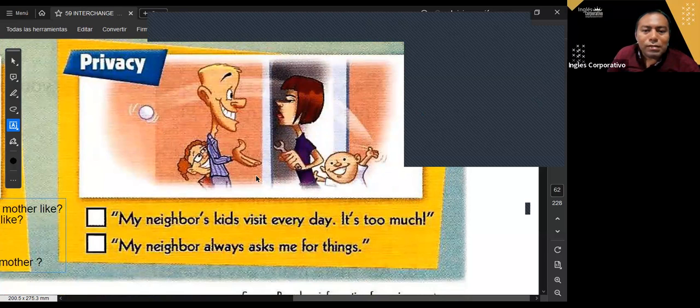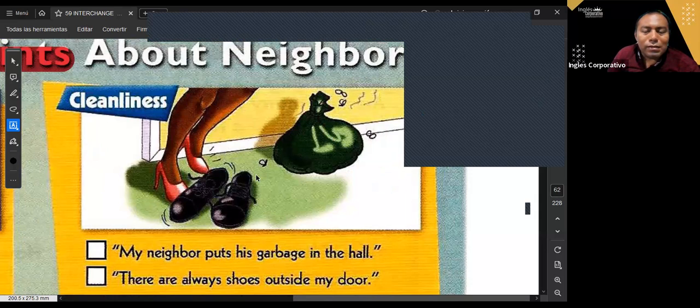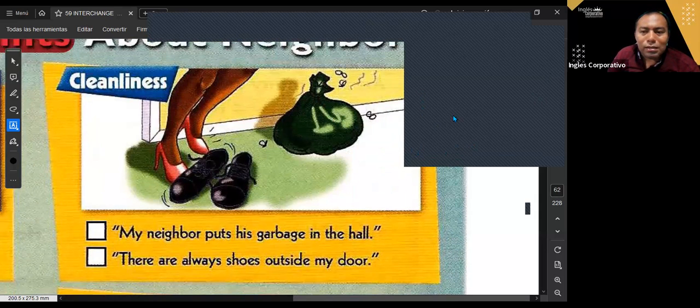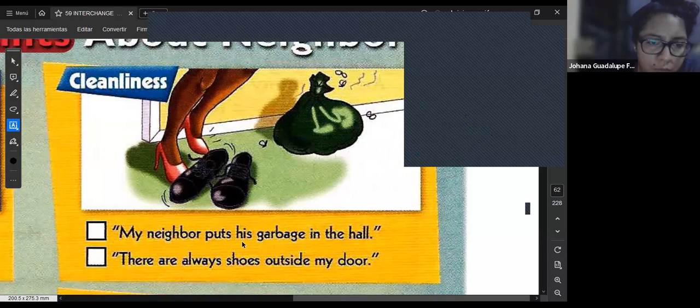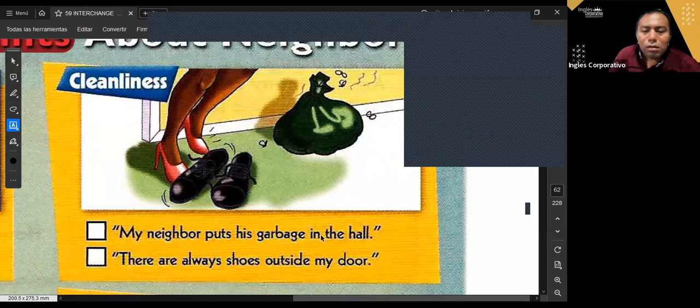Very good. Excellent. Now, cleanliness. About the clean, about la limpieza. Now, can you help me to read, please? Joana Guadalupe Fernandez, La Reinaga. My neighbor puts his garbage in the hole. The hole. Yes, the hole. The hole is a synonym for corridor. Es el pasillo del apartamento.